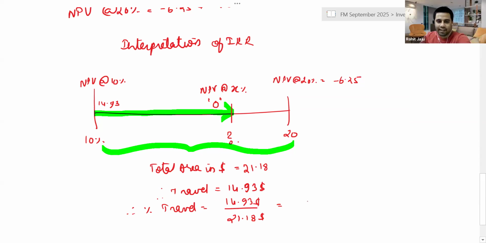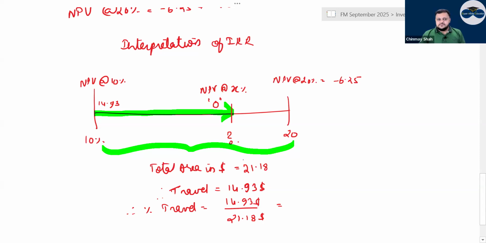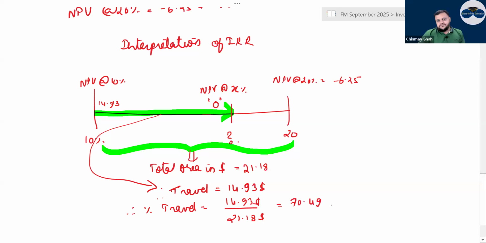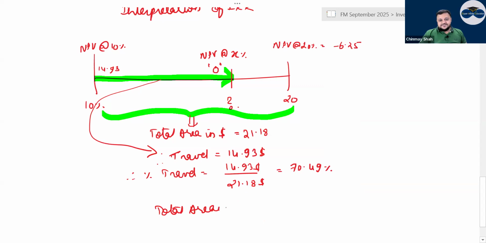Travel from 10% to 0. Speak up. How much do I have to travel from 10% to 0? 14.93, correct? This is the total area, this is the travel, correct? Total area is 21.18. Sir, I have to travel 14.93 points. That means in percentage of the total area, how much do I have to travel? Tell me. 70.49%. And sir, how much is the total area in percentage? 100.